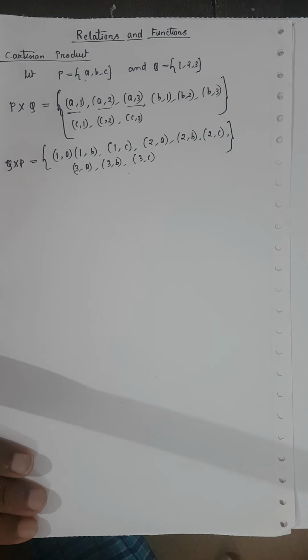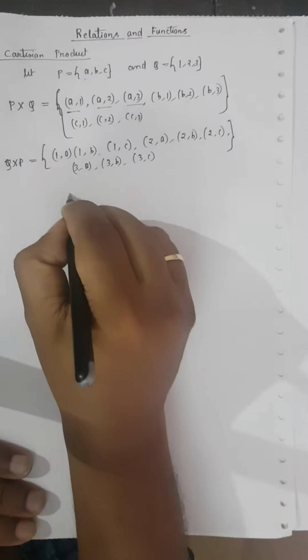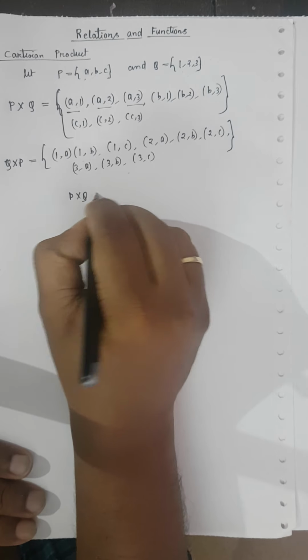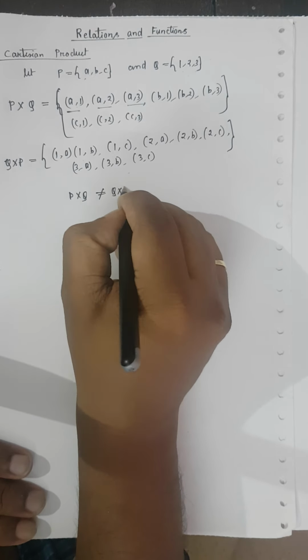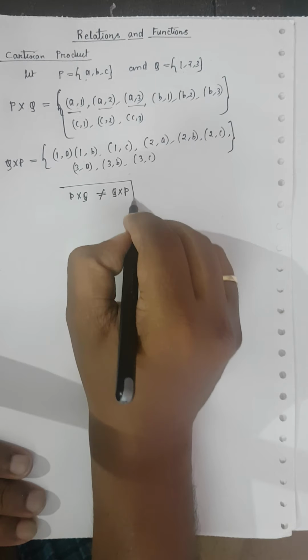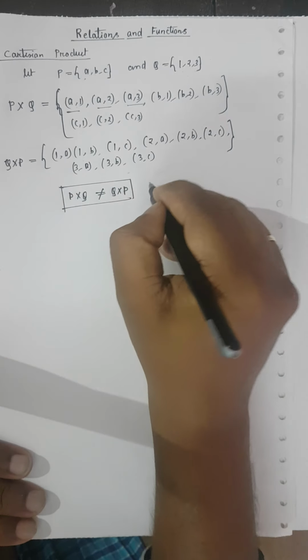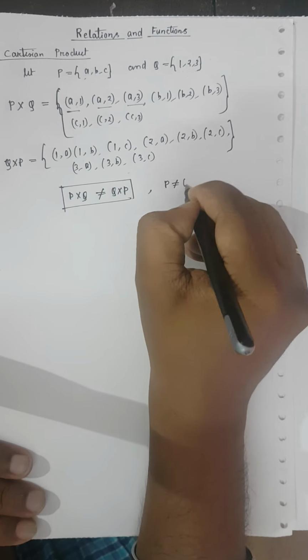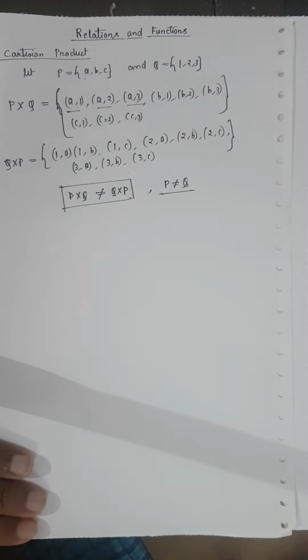Now be careful, P cross Q is not equal to Q cross P. They will be equal when P is equal to Q. Here P and Q are not equal, they are different sets. Therefore P cross Q and Q cross P are different.